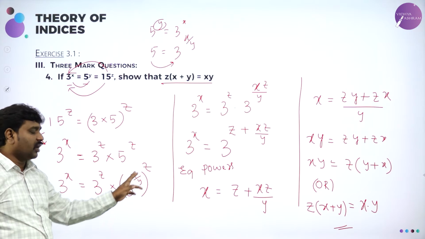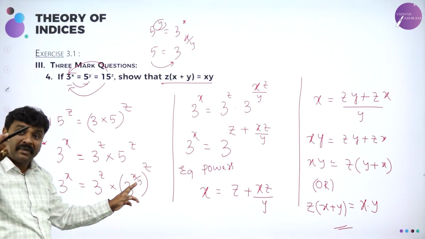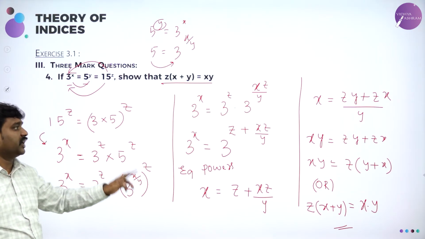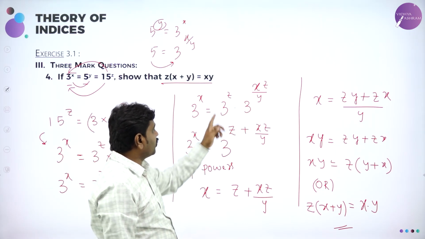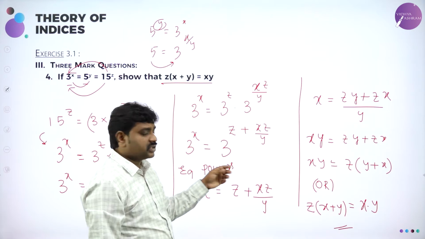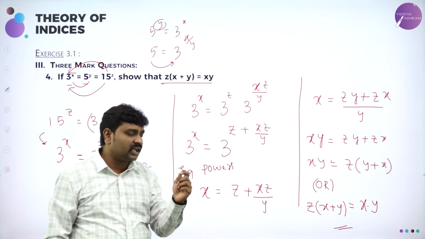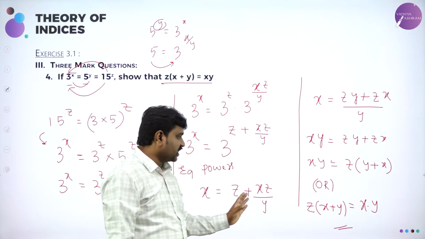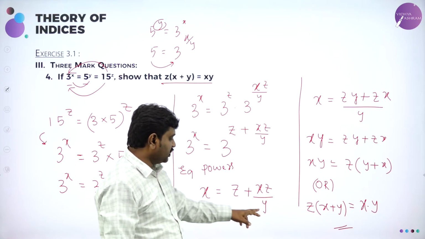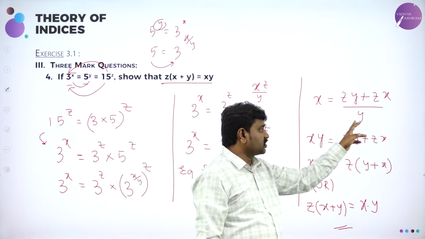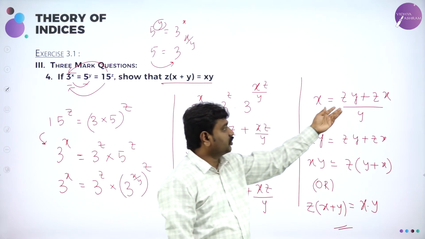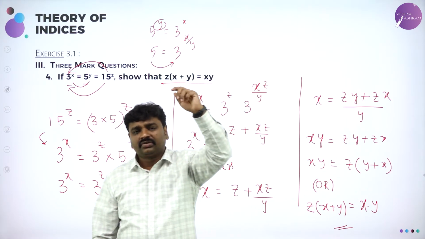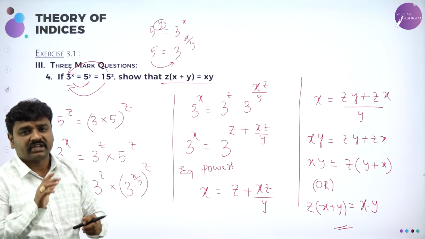Then you use law of indices, a power m whole power n is a power m into n, so it will become x into z by y. Then a power m into a power n is a power m plus n, so add the powers. Now the bases are same, if bases are same, equate the powers and go on simplifying. Take LCM, so whole thing by y into z, zy divided by zx plus y, transfer y, we will get xy, because we need xy on one side. xy is equal to zy plus zx, or take z common, so xy will become z into x plus y.